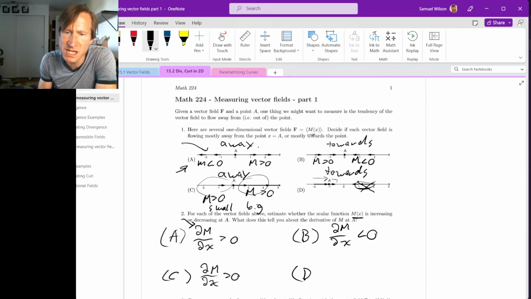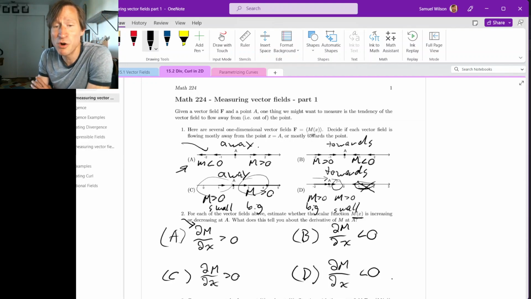Okay, and then for D, well, to the left of A, m is big, still positive, but big. And immediately to the right of A, over here, m is positive, but small. So m must be decreasing because it's going from positive big to positive small. So m is decreasing, and that means that this derivative is negative.